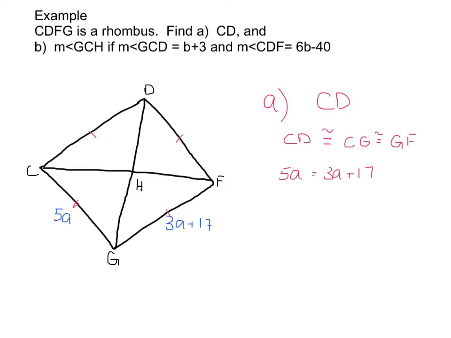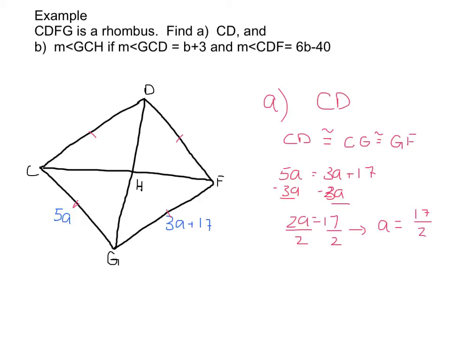plus 17. Solving for A, we subtract 3A, subtract 3A. 2A is equal to 17, and thus A is equal to, oops, I divided by A. I wanted to divide by 2 there. Thus A is equal to 17 over 2.